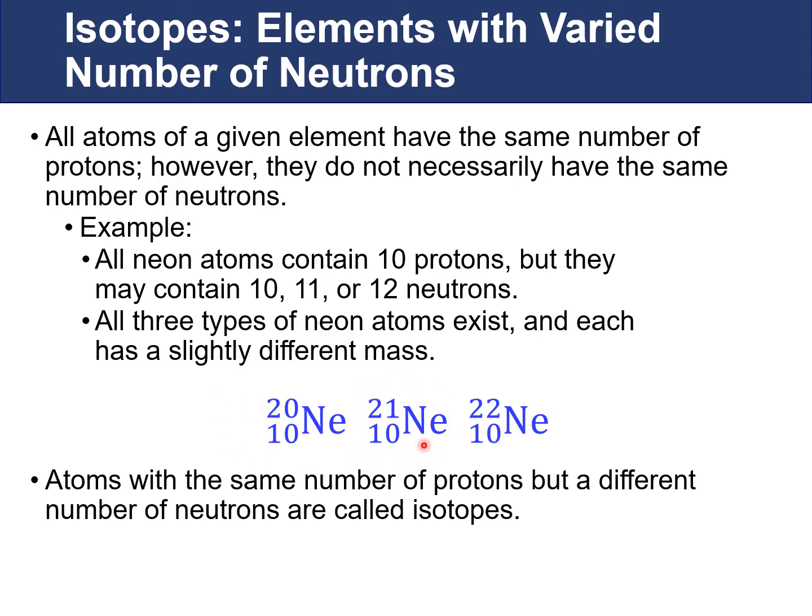In this example here, our neon 21, it has 10 protons, and then up here, it would be 21 minus 10 gives you 11 neutrons. Here, for neon 22, because it's neon, it has 10 protons, and again, the number in the upper left, where our mass number is the number of protons plus neutrons, so we have 22 minus the 10 protons gives us 12 neutrons for this isotope. Atoms with the same number of protons but a different number of neutrons are called isotopes.